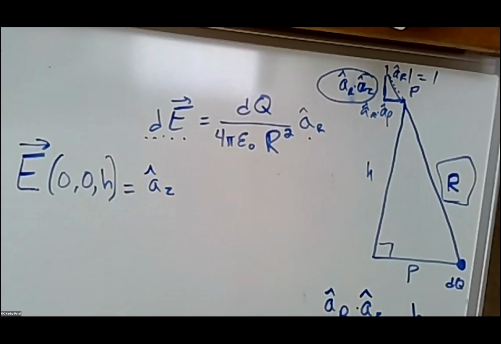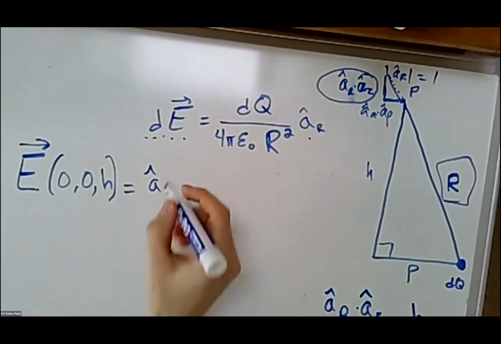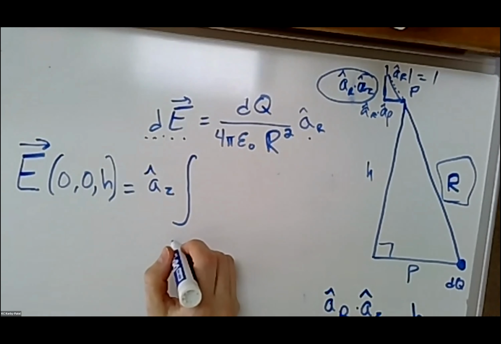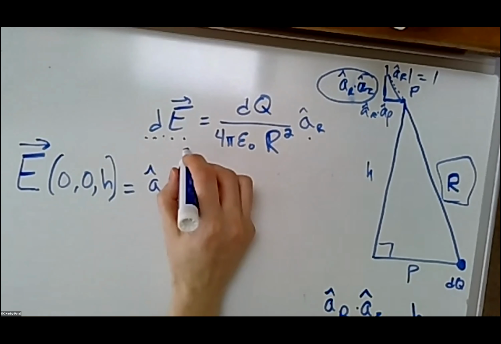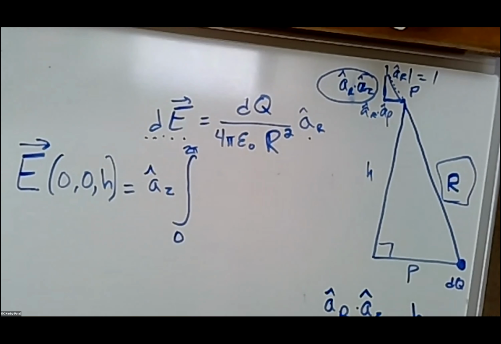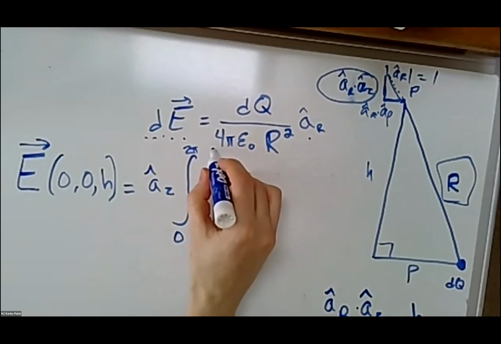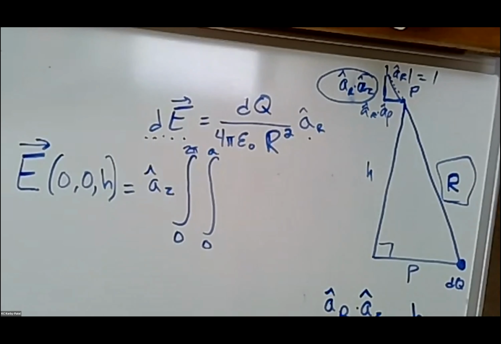All we have to do is integrate over the area of that disk. We're going to go over the values of phi from 0 to 2 pi because it is a circle, not part of a circle. So we have to do all of the possible values of phi. We're going to go over the values of rho from 0 to a, because a is the radius of the disk. And then we have to do dq.